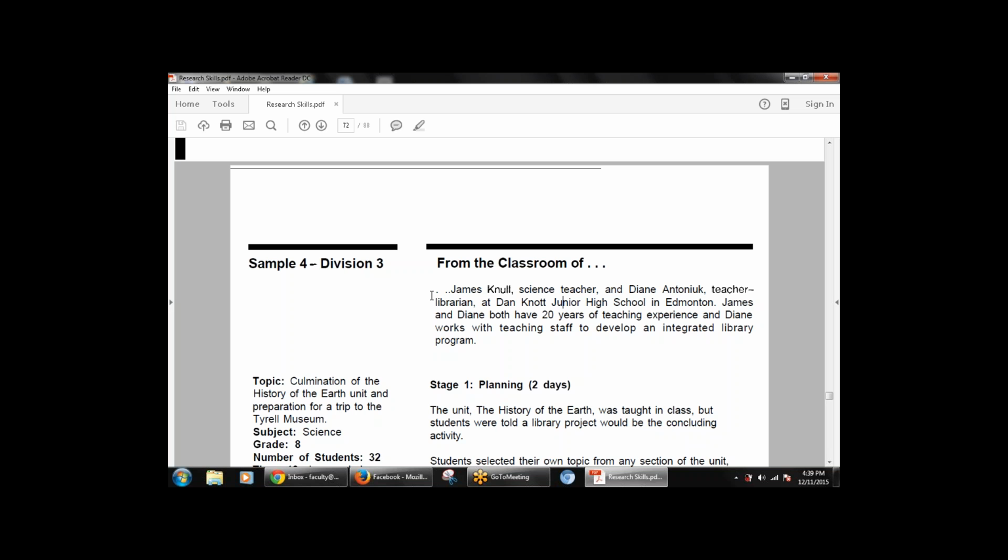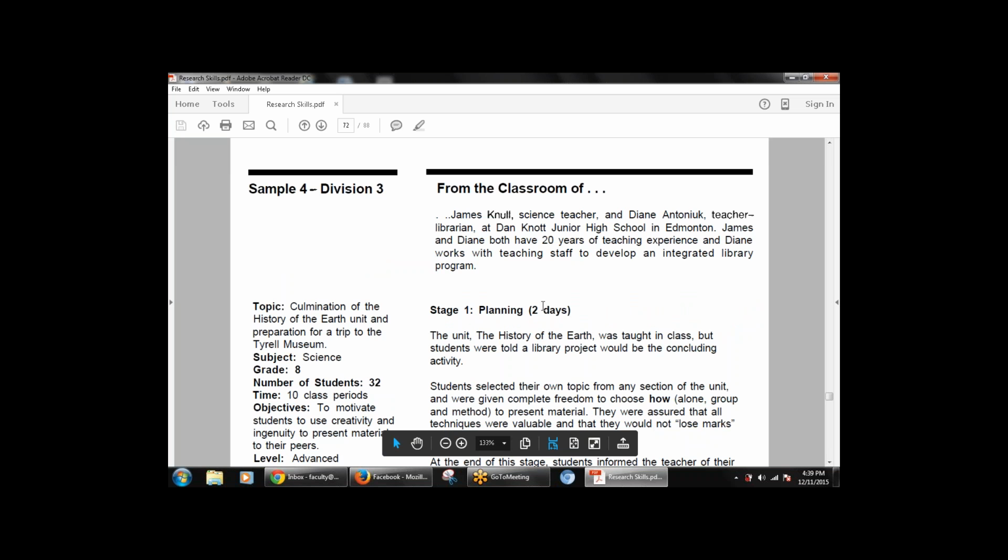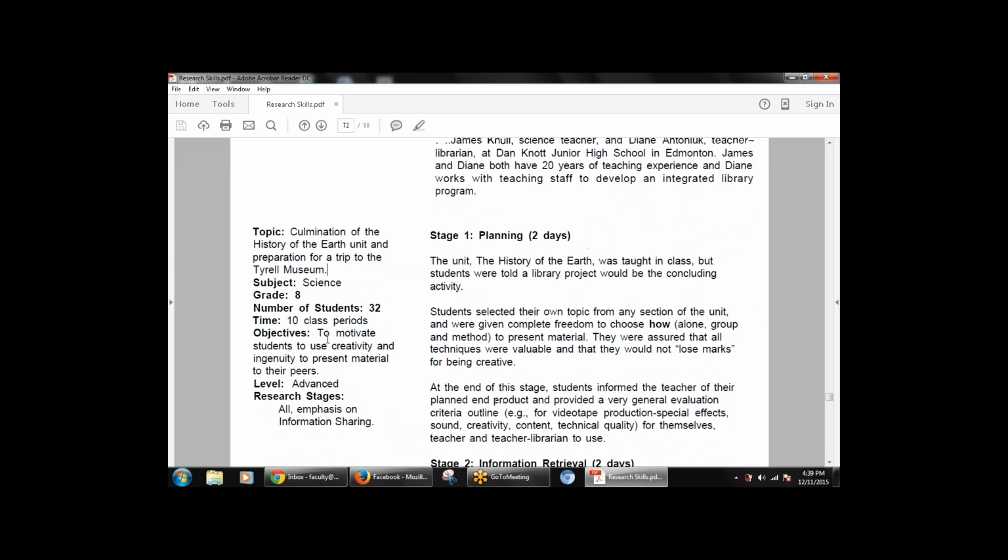So from the classroom of James Null, a science teacher. Now stage number 1 is the planning, that is for 2 days. The topic is the culmination of the history of the Earth unit and preparation for a trip to the museum. The subject is science, the grade is 8, the number of students is 32. The time allotted is 10 class periods.